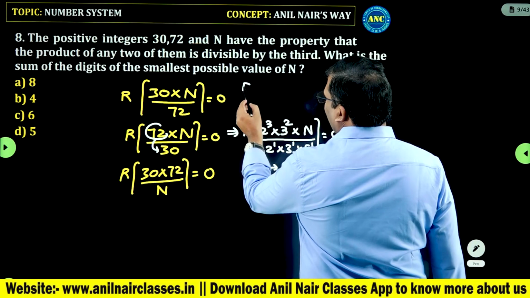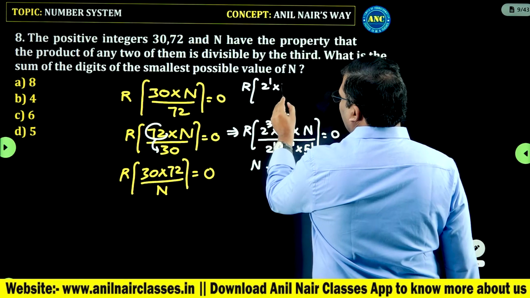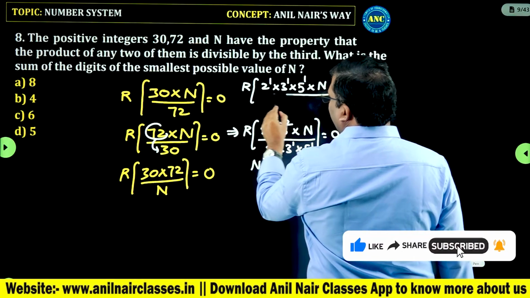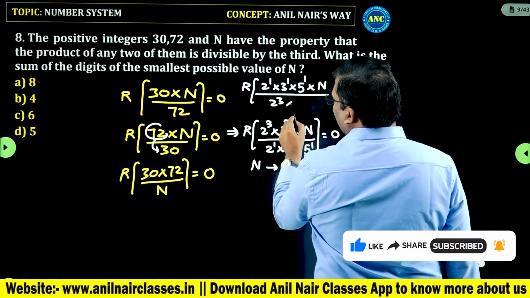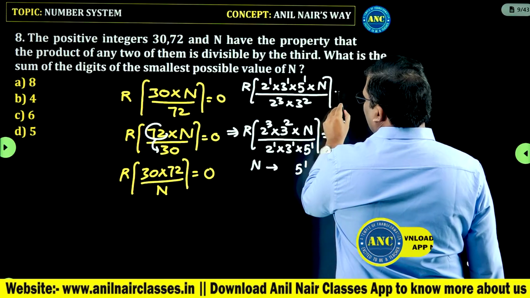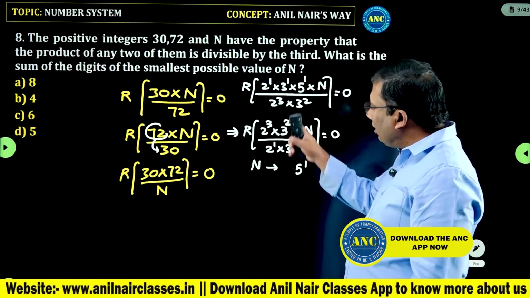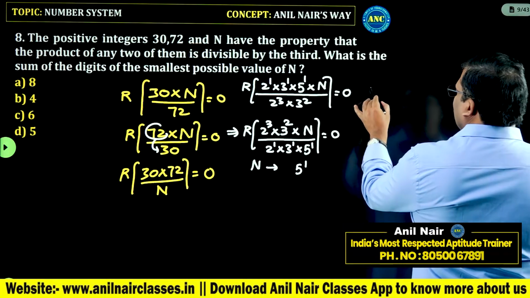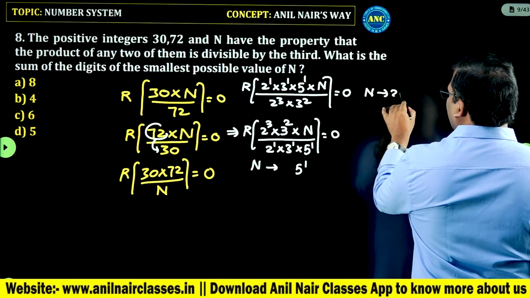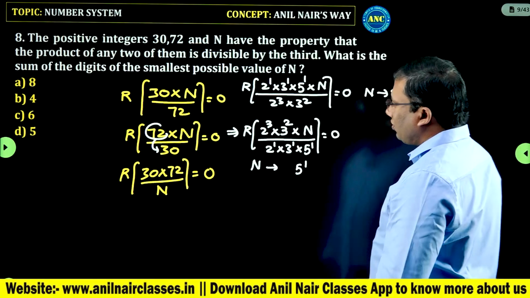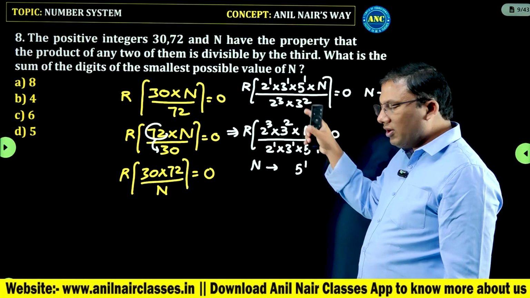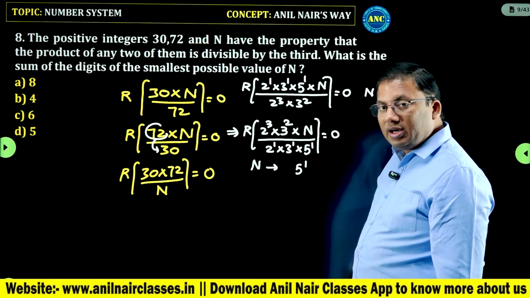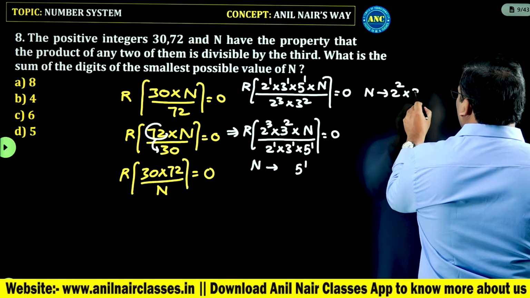Similarly, 30 into n. 30 is 2 into 3 into 5, into n, divided by 2 cube into 3 square, remainder is 0. In the denominator 2 power 3 is there, in the numerator only 2 power 1 is there. That means n should have 2 square. In the numerator 3 power 1, in the denominator 3 square. That means another 3 power 1 should be there.